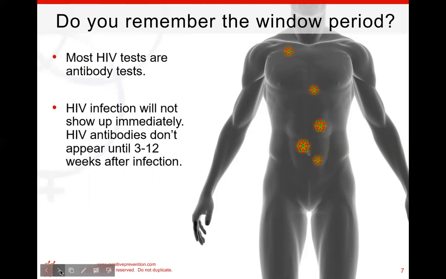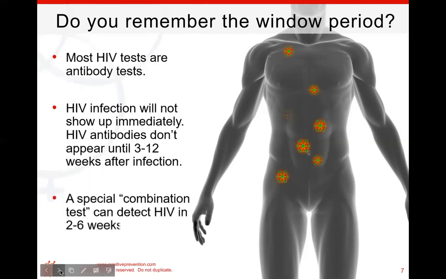So to get the most accurate test for an HIV test, usually you want to wait the 12 weeks, which would be about 3 months after you think that you were infected. Now, there is a special combination test that can detect HIV within 2 to 6 weeks. So that is an option if you don't want to wait the 3 months, which a lot of people wouldn't want to wait that long to find out if they have HIV or not, if they think that they engaged in high risk behavior that put them at risk of getting HIV.